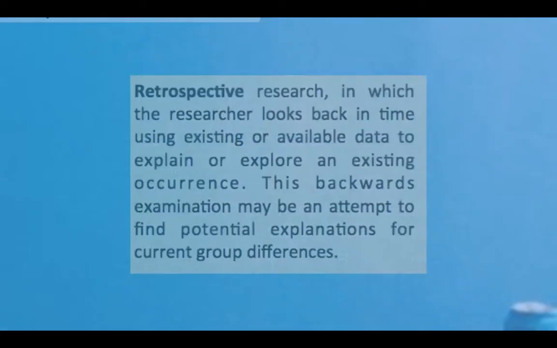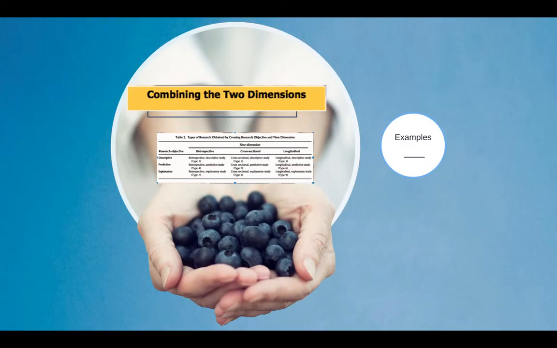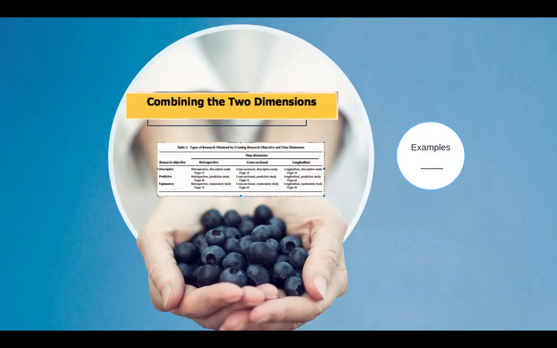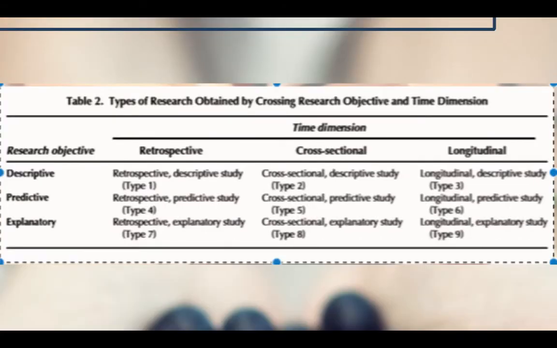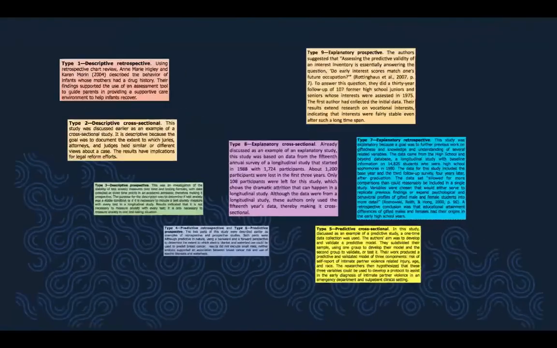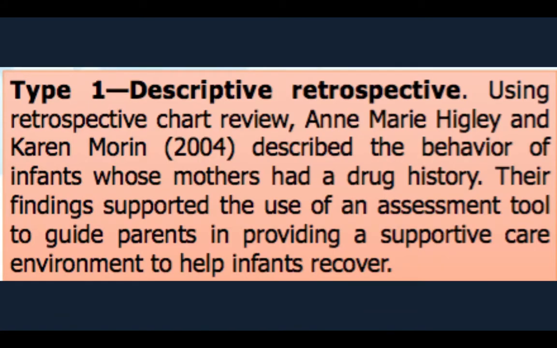Now, let's proceed to the new classification of research, combining the 2 dimensions. Since it is not easy to take in all at once, let's take it one by one. Let's start with the first type, which is the descriptive retrospective.